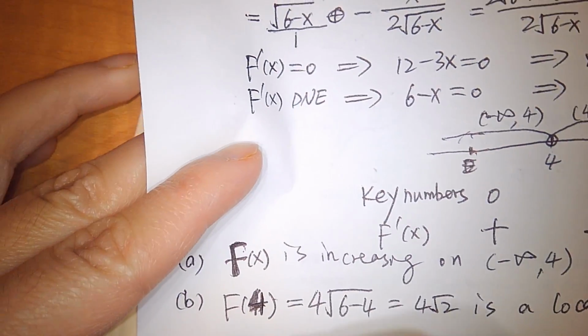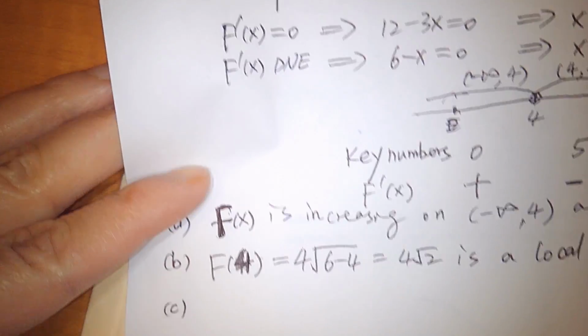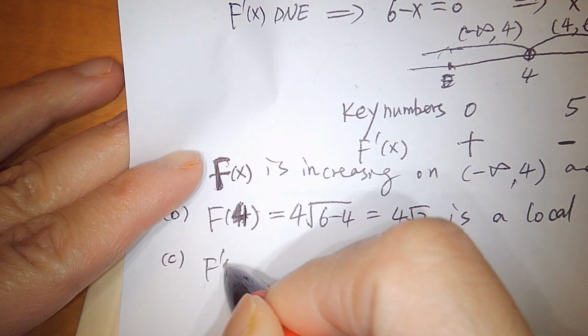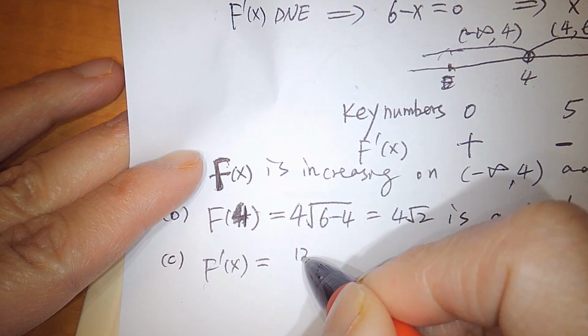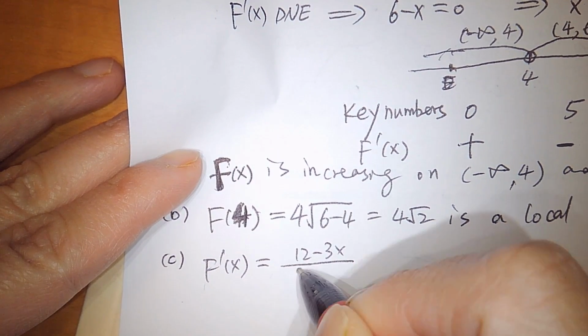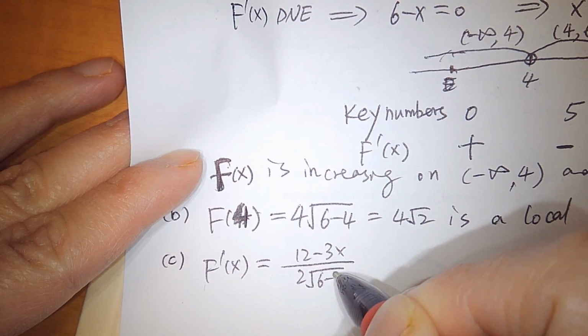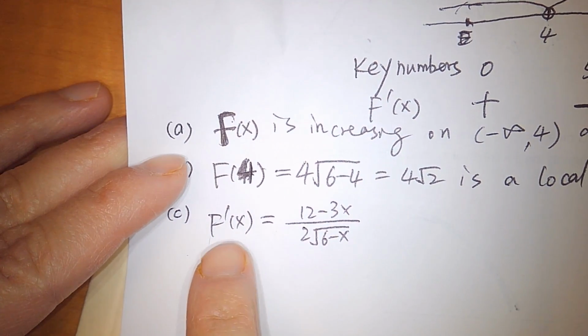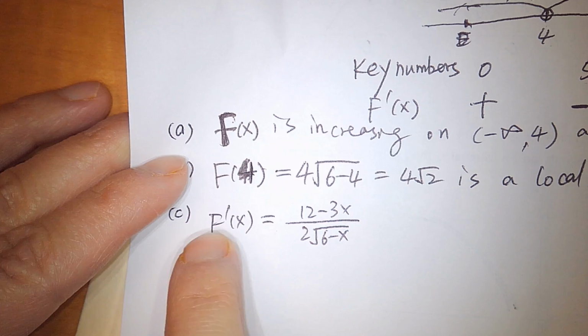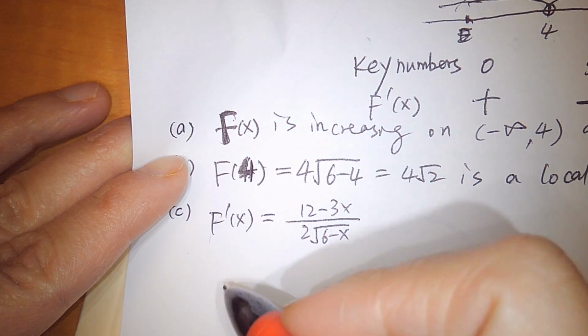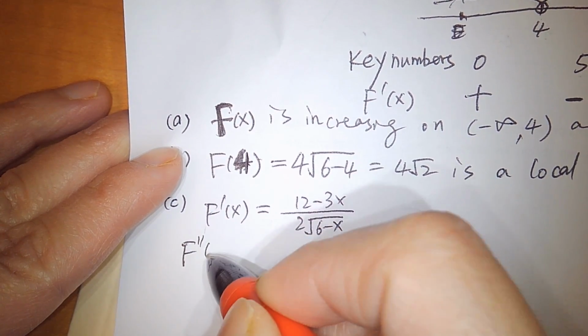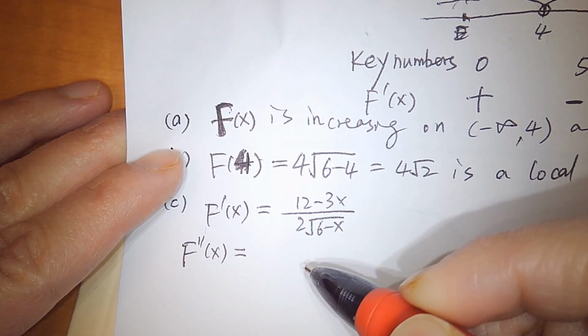So this is question C. Find concavities. Okay, so f prime of x equals what? 12 minus 3x divided by 2 times square root of 6 minus x. We need to differentiate again to find the second order derivative, right? So how? The quotient rule is the only choice for us.